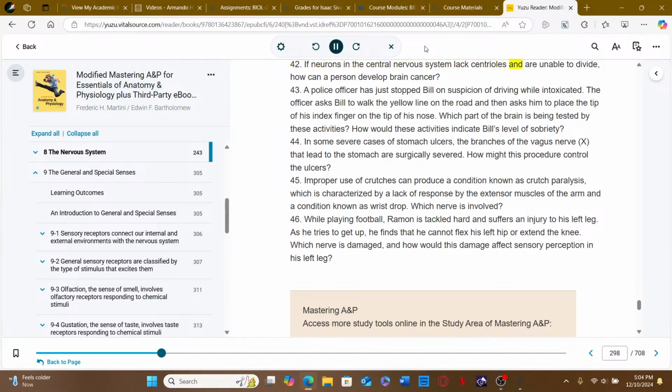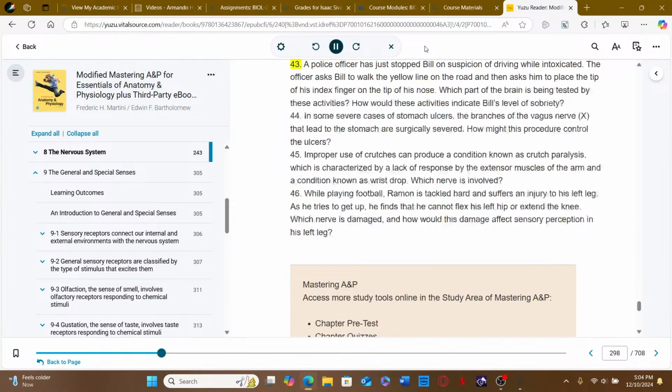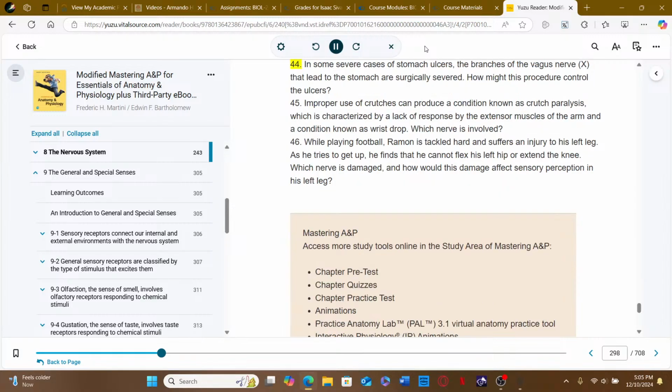42 Adult neurons in the central nervous system lack centrioles and are unable to divide. How can a person develop brain cancer? 43 A police officer has just stopped Bill on suspicion of driving while intoxicated. The officer asked Bill to walk the yellow line on the road and then asked him to place the tip of his index finger on the tip of his nose. Which part of the brain is being tested by these activities? How would these activities indicate Bill's level of sobriety?